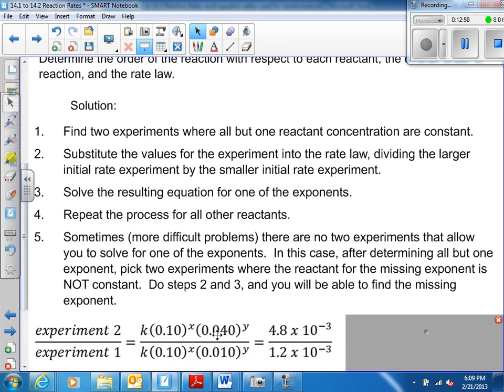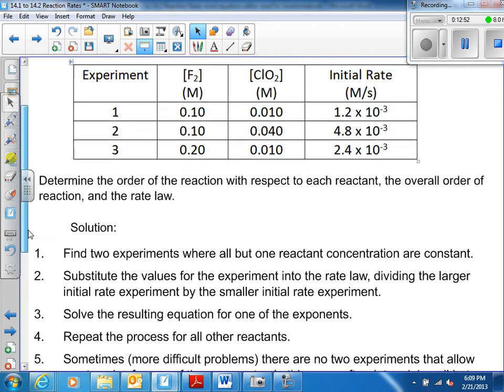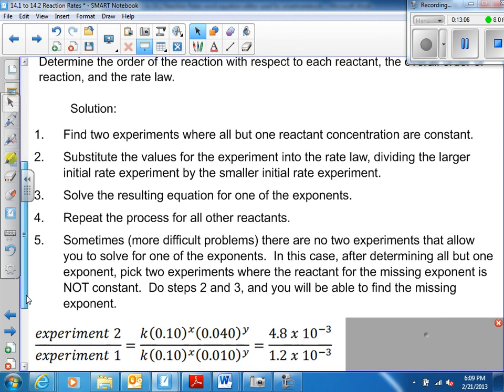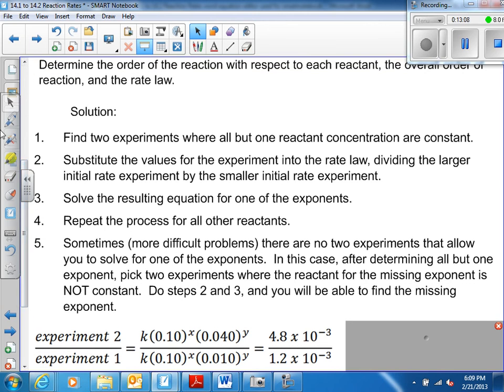And all I did was plug in those values. So if you look back up here, I plugged the fluorine and chlorine dioxide concentrations in. These ones on the top, these on the bottom. I just plugged right in from these experiments 2 and experiment 1 using the rate law. And now you should notice, do you see that the k's cancel out? And the 0.1 to the x cancels out. Oh, that's so easy. And now this simplifies into just the number 4 to the y. They're both raised to the y, so I can simplify that. 4 to the y. And if you divide this, you get 4.